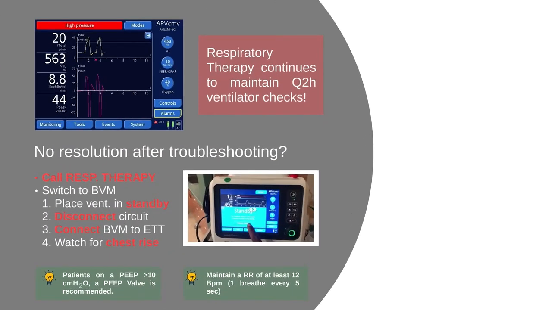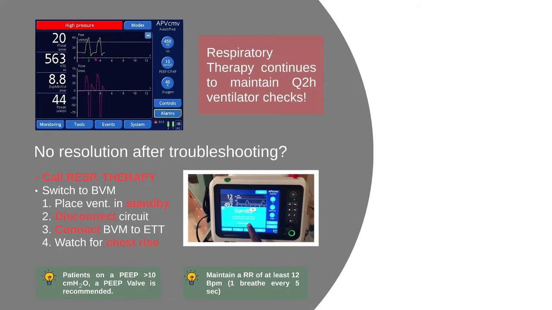So if you suction or you troubleshoot and it does not work, here's something that you can do. And this applies to any alarm. If you have any alarm, you troubleshoot, it does not work, first of all, please call respiratory therapy. And if your patient starts to deteriorate, and by that I mean your SATs start to drop, or you start having a lot more PVCs, or something catastrophic is actually happening, in which case you'll have to switch to a bag valve mask in this particular order.